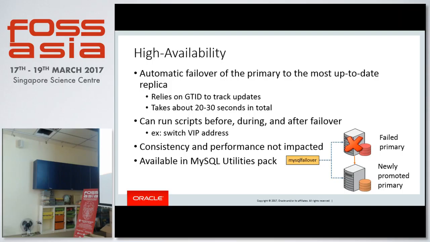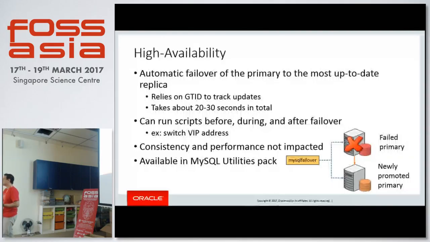Because if you have a number of slaves and you have to do it manually, then you have to spend quite a lot of time. First, you have to detect that it is down, and then you have to jump onto your system and try to connect them one by one, change master. You also have to check which one is most up to date. So this takes time.